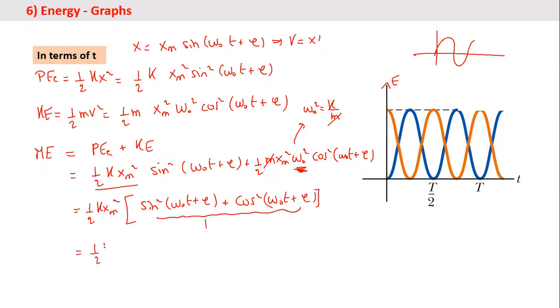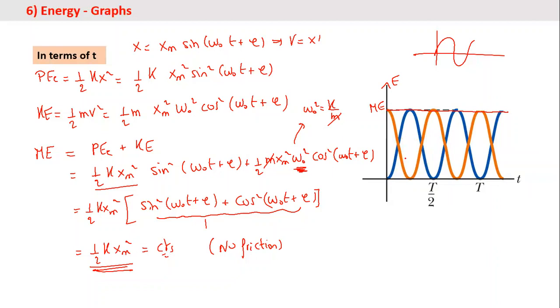So I get half k xm square. This is constant, which means that mechanical energy does not depend on time. And this is what we should have since there's no friction. We already said it's an undamped oscillation. So if I want to trace, this will be the constant, the mechanical energy ME. Now, which one represents the kinetic energy and which one represents the potential elastic energy?